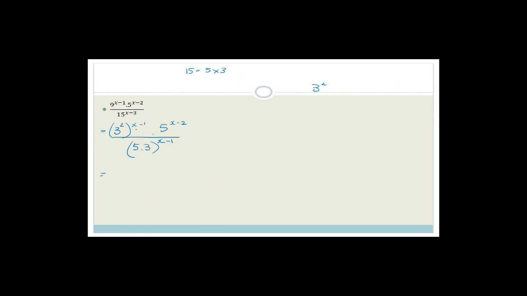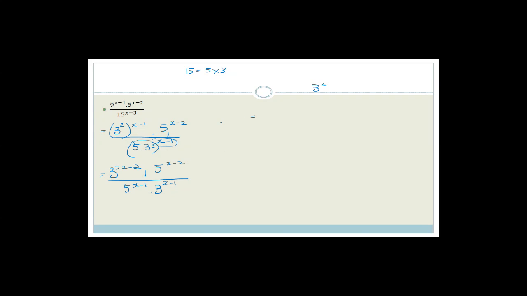So then let's simplify this. It becomes 3 to the 2x minus 2 times 5 to the x minus 2 all over, now remember, this belongs to everything in the bracket. So it becomes 5 to the x minus 1 times 3 to the x minus 1.